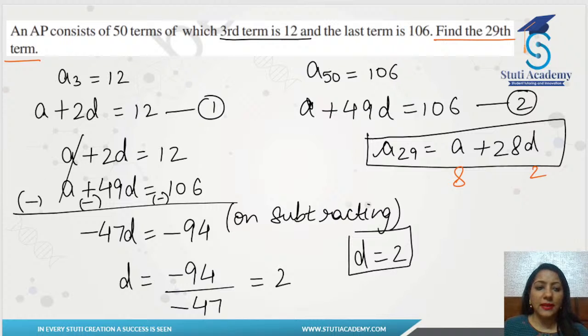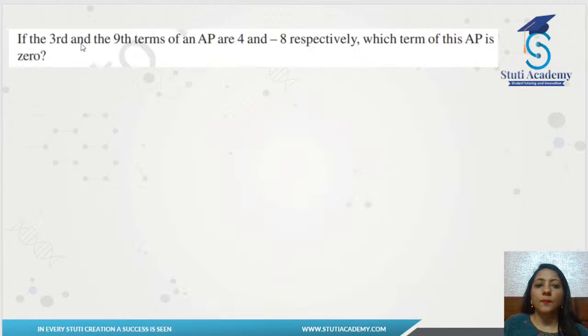Now let us discuss the next one. If the third and the ninth terms of an AP are 4 and minus 8 respectively, which term of the AP is 0? We know that the third term is 4 and the ninth term is minus 8. Now we need to check which term of the AP is 0.